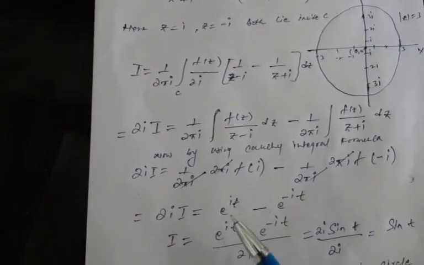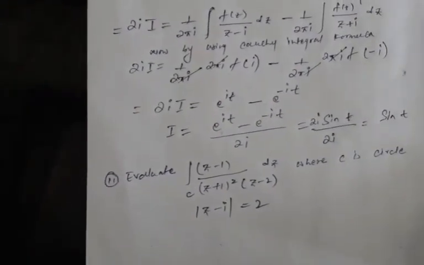Putting i in f(z), where f(z) is e to the power zt, replace z by i, so what we get? e to the power it minus e to the power minus it. So again, e to the power it minus e to the power minus it divided by 2i is sin t by Euler's formula, so it is equal to 2i sin t. So let's go for the second problem.